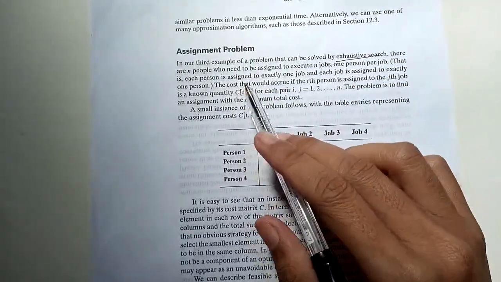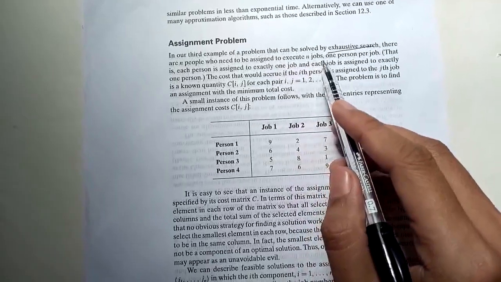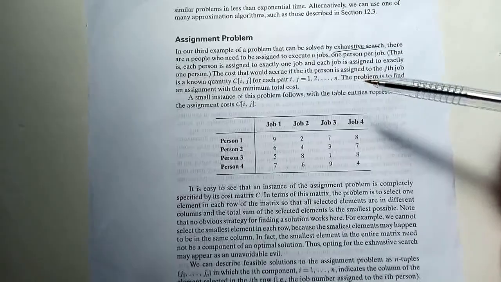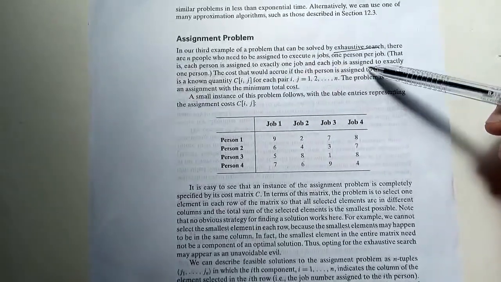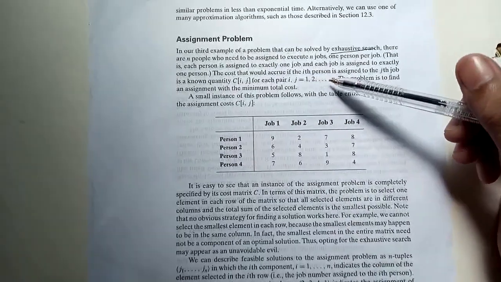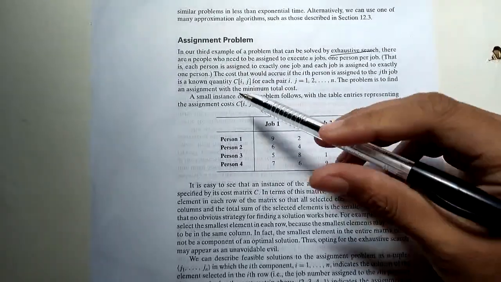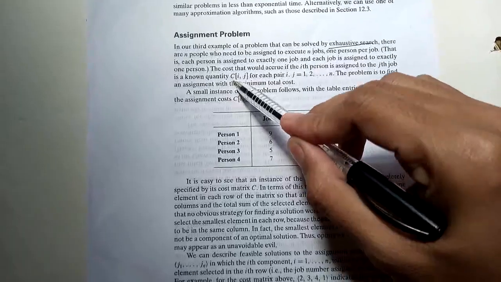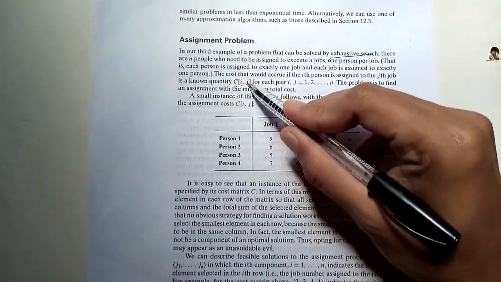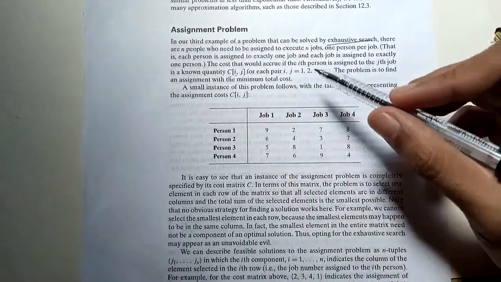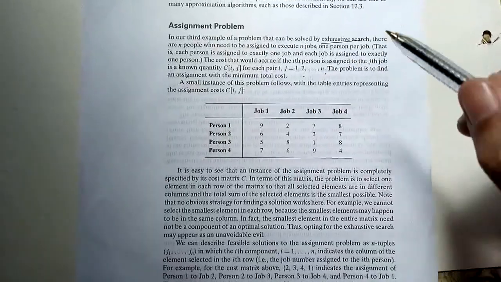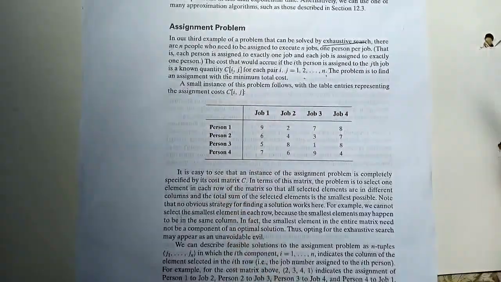There are n people who need to be assigned to execute n jobs, one person per job. That is, each person is assigned to exactly one job and each job is assigned to exactly one person. The cost that would accrue if the ith person is assigned to the jth job is a known quantity, the cost C[i, j], where i is the person and j is the job, for each pair i, j equal to 1, 2, and so on. The problem is to find an assignment with the minimum total cost.